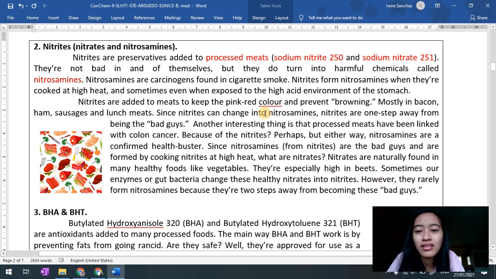Some nitrites can convert into nitrosamines. Nitrites are one step away from being the bad guys. Another interesting thing is that processed meats have been linked with colon cancer.